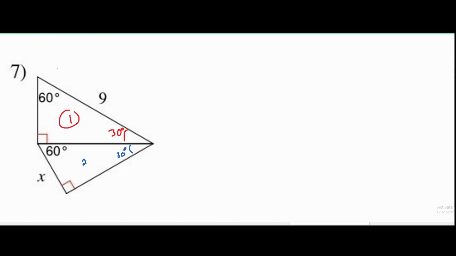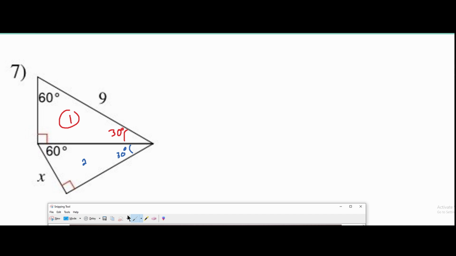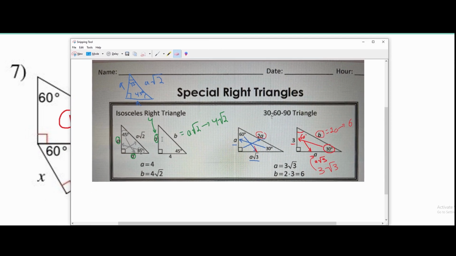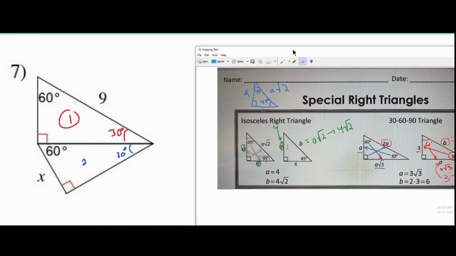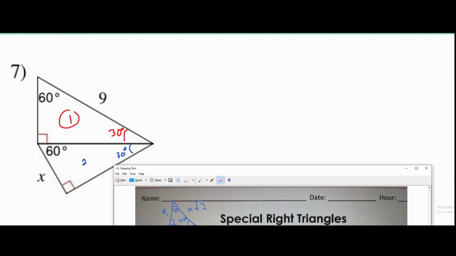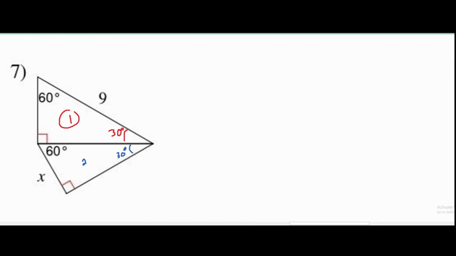So we can start with the side length that we're given, and that is 9. If we look at our formula, we have a 30, 60, 90 triangle on this side right here, and we can start writing these out. So we know from our formula that the hypotenuse, or the longest side, is equal to 2a.